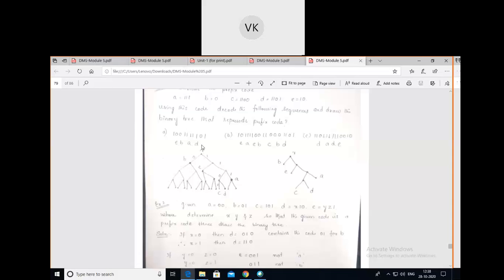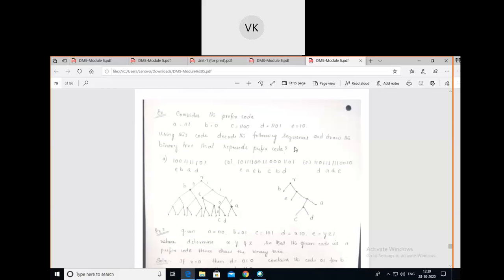For all the symbols, we are going to label each node with the respective symbol. E is there. What is E having? The value 10. Starting with the root node, the first digit is 1. Where should I move, to the left or to the right? To the right, because 1 is there. The right edge is having 1, so I move through the right edge. After that, 0 is there. Where should I move? To the left edge. For this node, I have labeled E here.